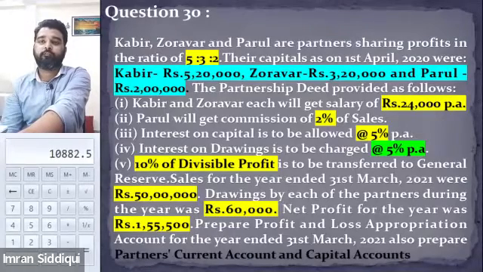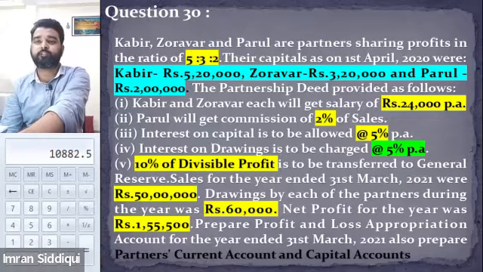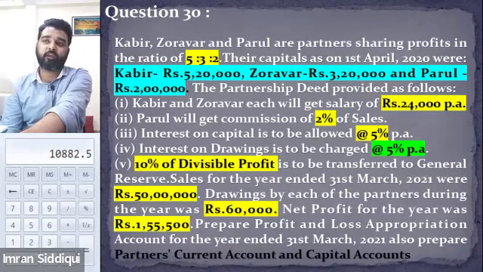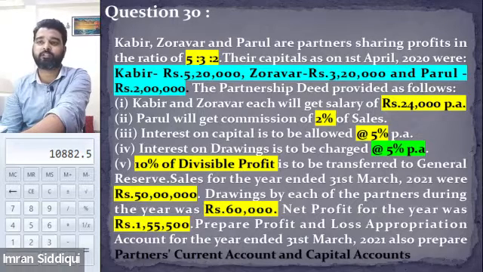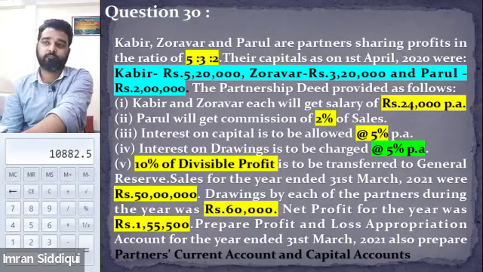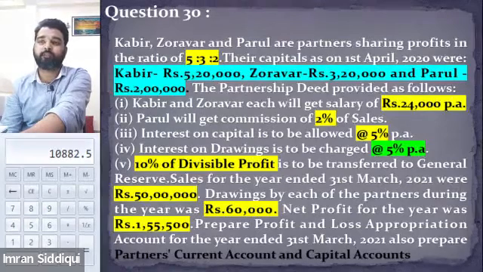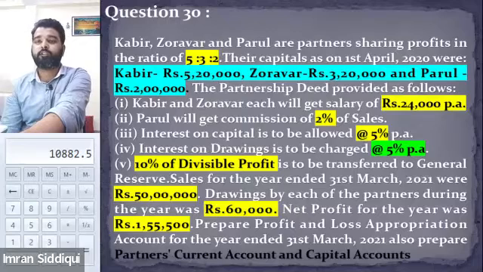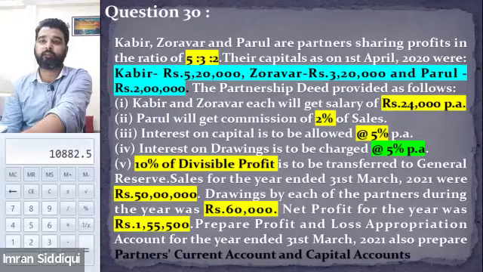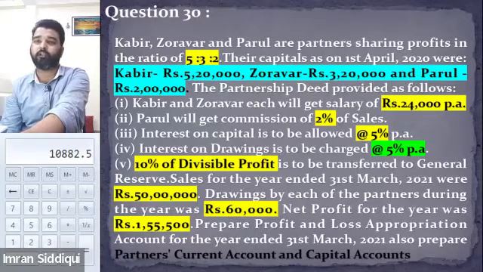Value of sales is given for calculation of Parul's commission. The value of drawings by each partner during the year is 60,000. Net profit for the year was 1,55,500. The question asks us to first prepare the P&L appropriation account, then also prepare the partners' current and capital accounts.